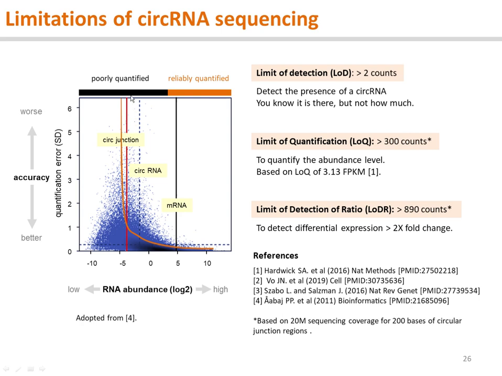By using spiking reference, the limit of quantification, or LOQ, that is the minimum counts necessary for circular RNA junction quantification, must be greater than 300 counts. If you want to compare circular RNA differential expression between two groups or conditions, the limit of detection ratio, or LODR, is 890 counts for a greater than twofold change. Very few circular RNAs have abundance levels above these limitations.